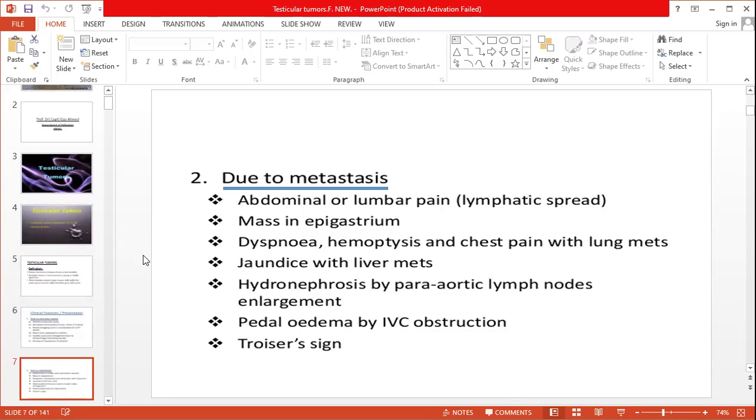Due to metastasis, there is abdominal and lumbar pain, a mass in the epigastrium, dyspnea, hemoptysis, and chest pain with lung metastasis. Jaundice occurs with liver metastasis, and hydronephrosis with para-aortic lymph node enlargement. Pedal edema occurs by inferior vena cava obstruction, and these are Droser signs.